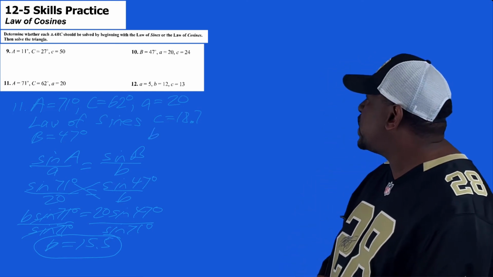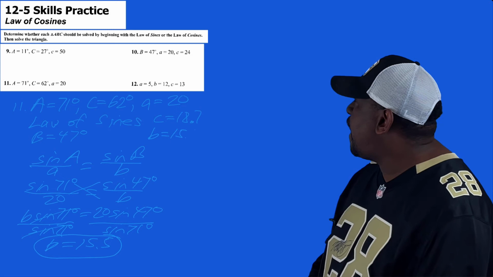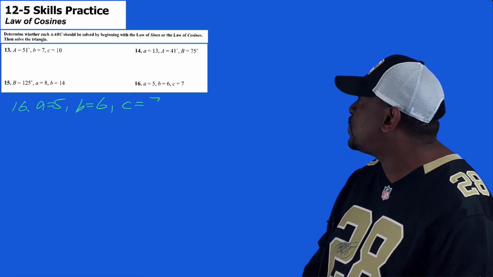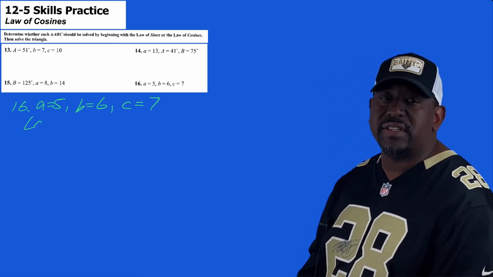So at this point, we have finished the problem. We find all the missing sides. So now we're going to do another one. We're going to do number 16. We're given all the sides, but not given any angles. We have A equals 5, B equals 6, C is equal to 7.